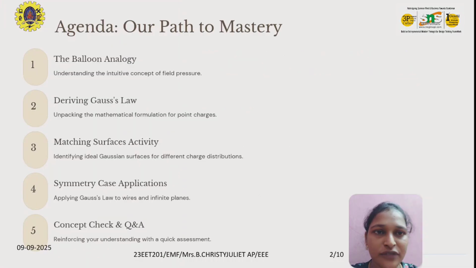So the agenda for today's discussion is, first we are going to look at an analogy to understand Gauss law, and then we are moving on to the mathematical formulation of the law, and then how we can identify an ideal Gauss surface, and then with applications we are going to conclude the topic.